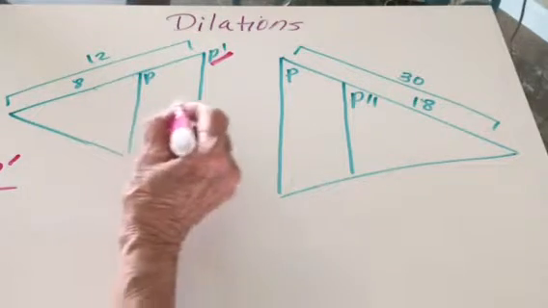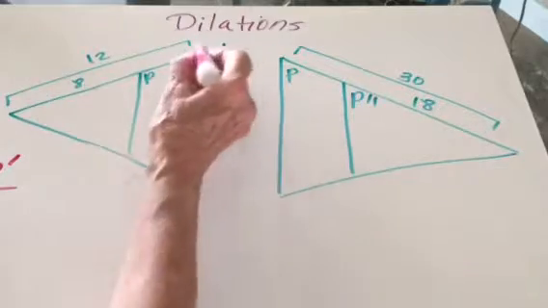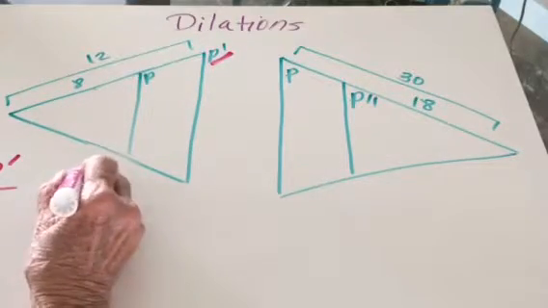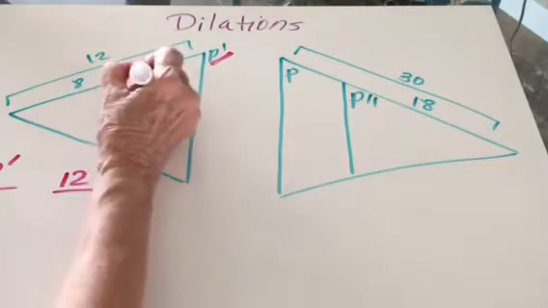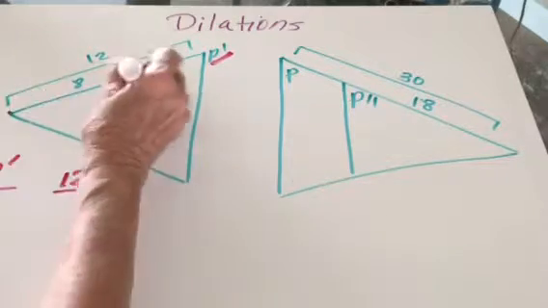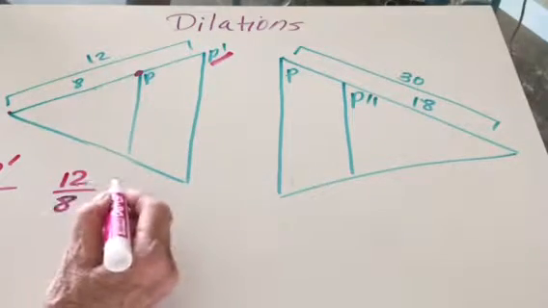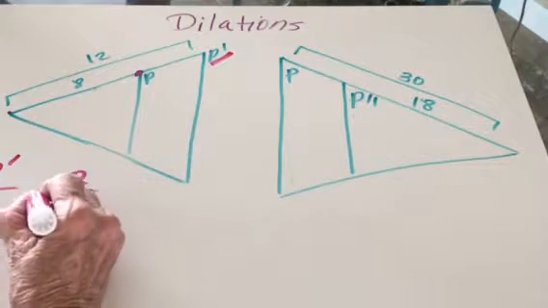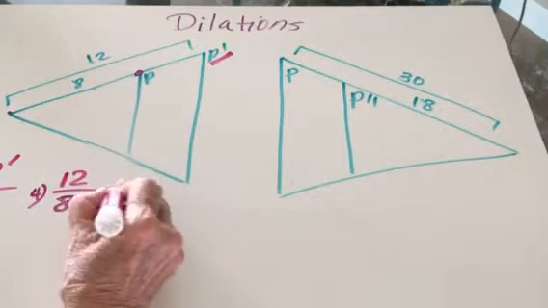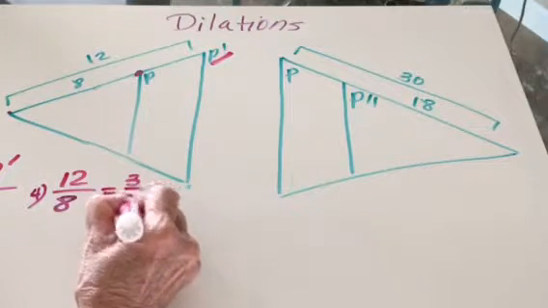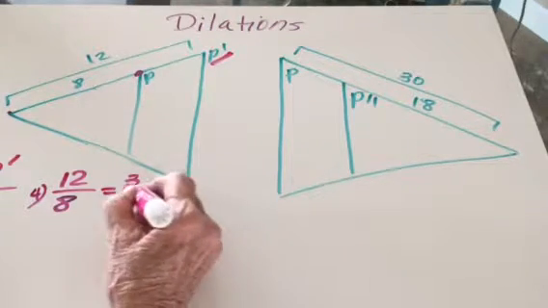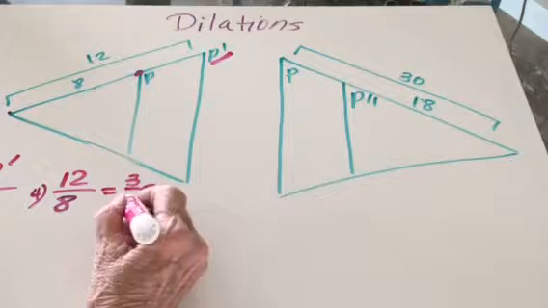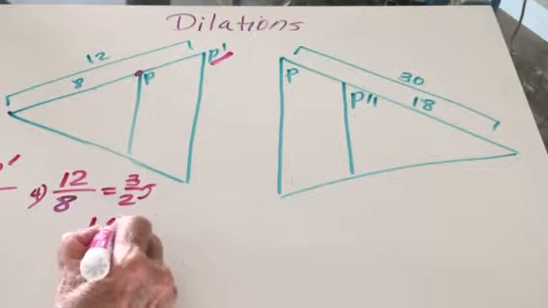All right. Well, what is P prime? Well, P prime is the whole thing. It's 12. What is P right here? Well, it's from 0 to 8, so it's 8. All right, so let's reduce this fraction. I'm going to divide it by 4 on both sides, so that's going to be 3 over 2. Well, I can divide up, and 2 goes into 3 1.5 times.